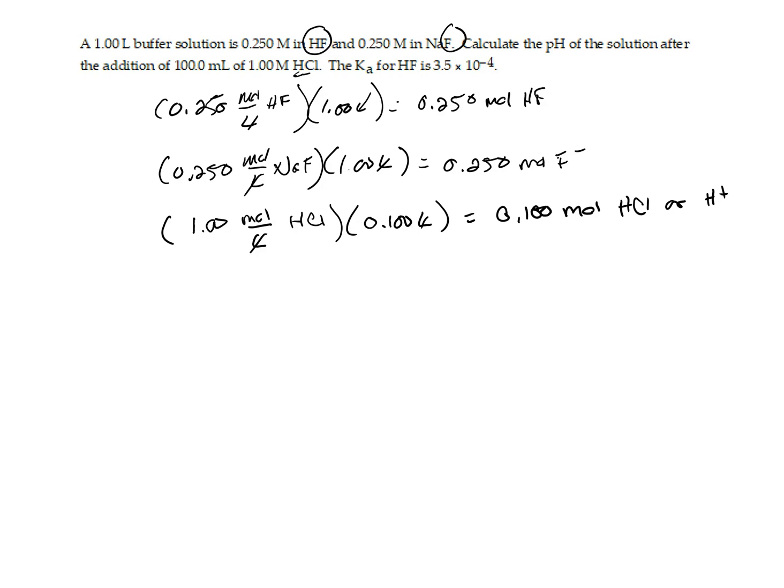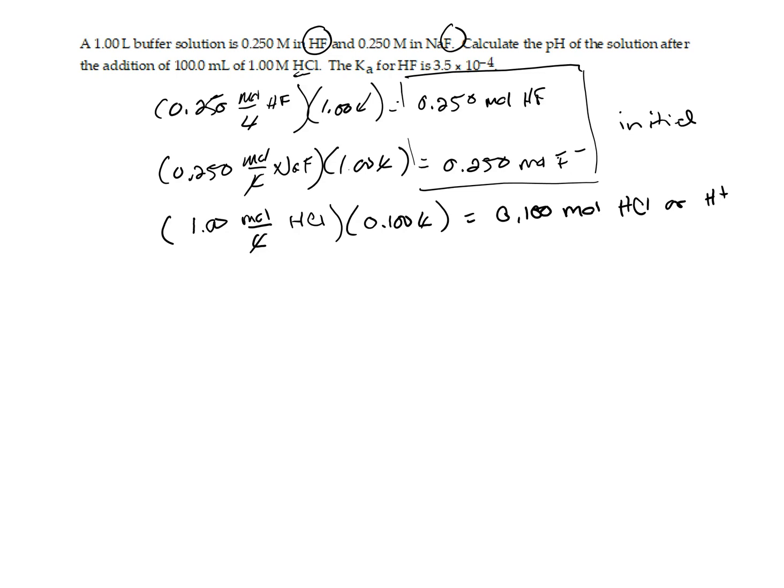So now you can see what's going to happen. When we add, we initially have this much. You can make an ICE table, but if you've been doing ICE tables for a while, you're probably starting to do this in your head. And since we don't have any x values we need to solve for, this is pretty straightforward. In this reaction, all of the 0.1 moles of hydrochloric acid will react with the fluoride, and that means it's going to consume 0.1 moles of fluoride, and it's going to produce 0.1 moles of hydrofluoric acid.